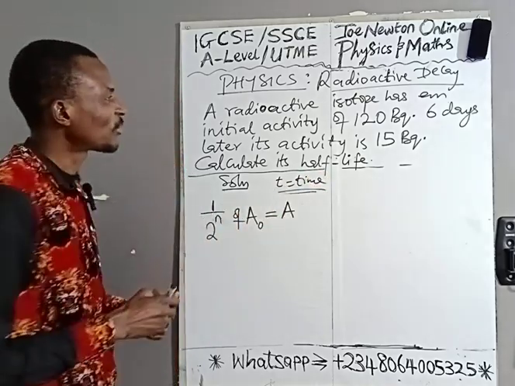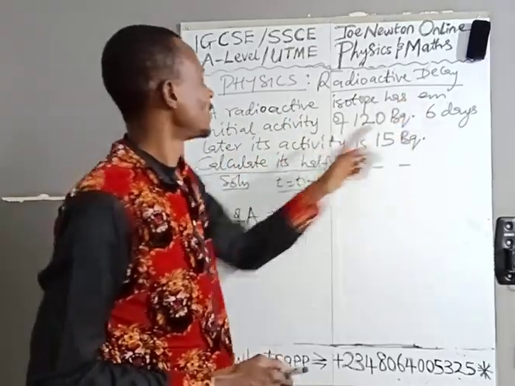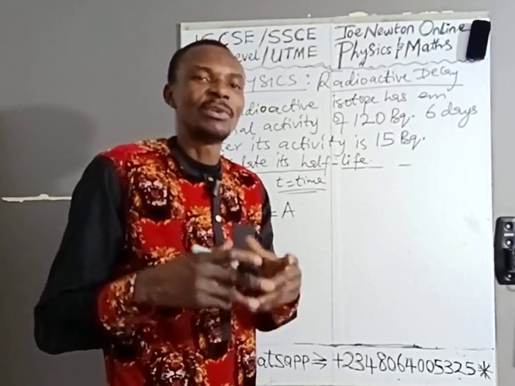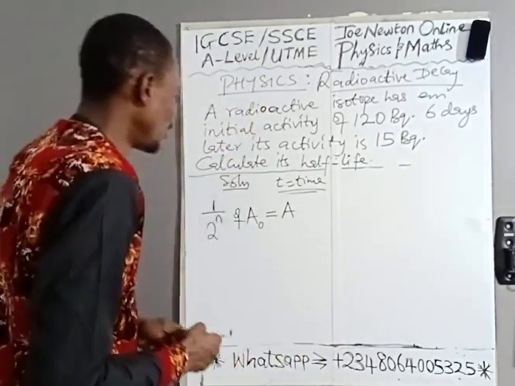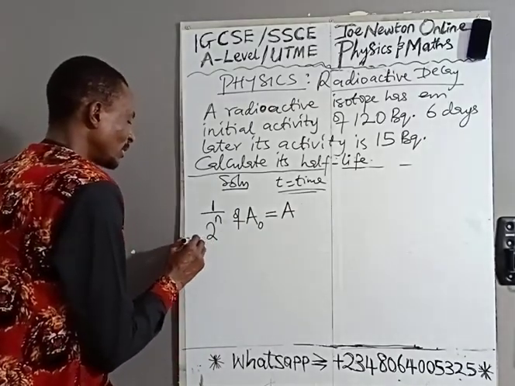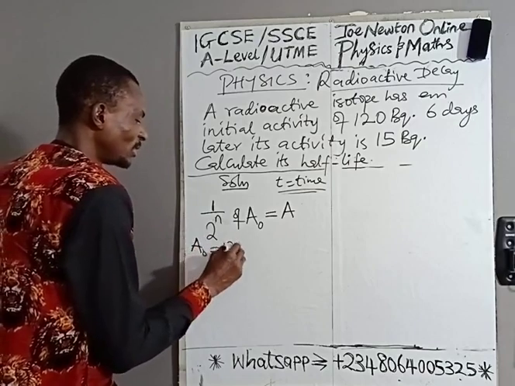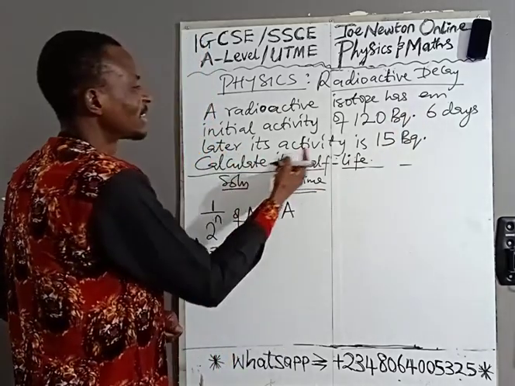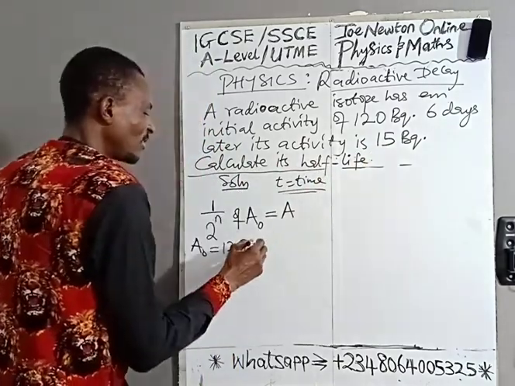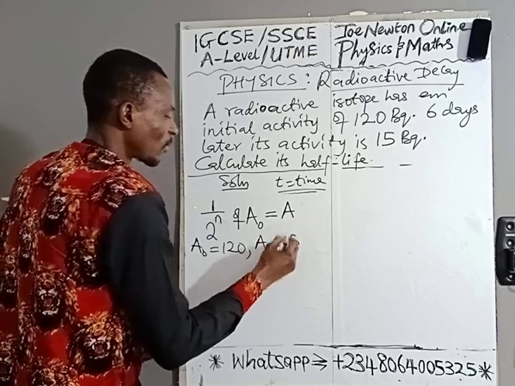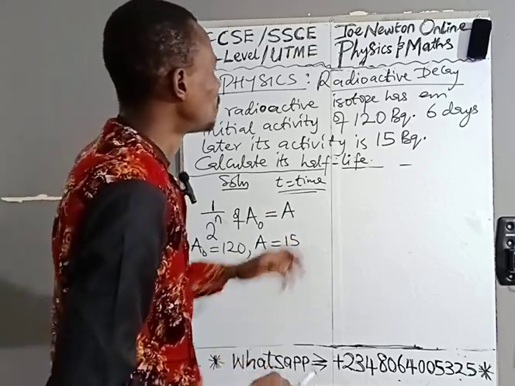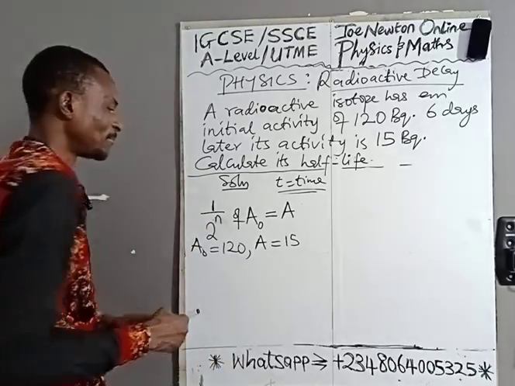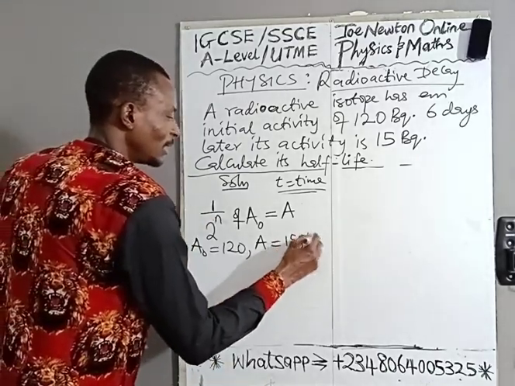Okay, we continue. From our question, a radioactive isotope has an initial activity of 120 becquerel. So the initial amount of that radioactive activity is 120 becquerel. So our A naught is equal to 120 becquerel. Then 6 days later, its activity is 15 becquerel, which means our A is equal to 15 becquerel. Then we are given 6. 6 is the time. So our T is equal to 6.